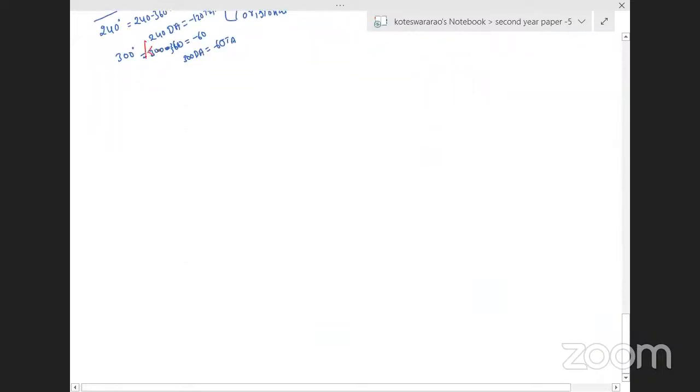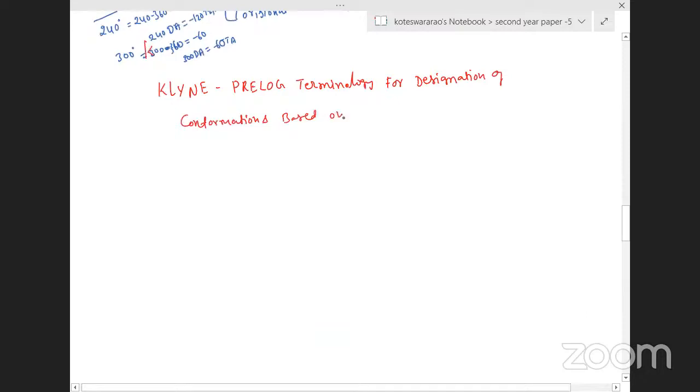Coming to the Klyne-Prelog terminology for designation of conformations based on torsion angle, we have some guidelines for giving the designations.